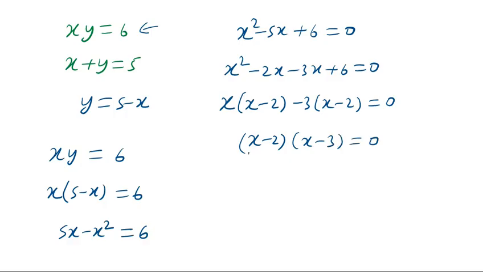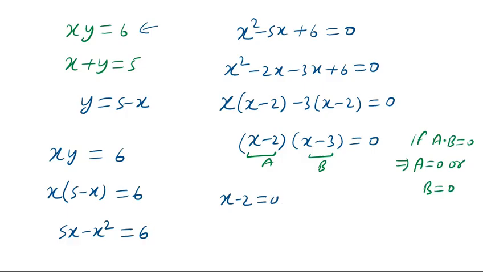Now suppose this term is a and this term is b. And we know that if a into b is equal to 0, this implies a is equal to 0 or b is equal to 0. So according to this rule we can write here x minus 2 is equal to 0 or x minus 3 is equal to 0. If x minus 2 is equal to 0, then the value of x is equal to 2, or if x minus 3 is equal to 0, then the value of x is equal to 3. So we have two real solutions here. This is the third solution and this is the fourth solution.